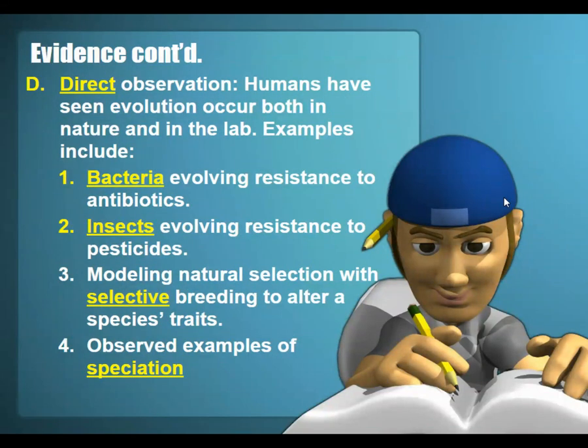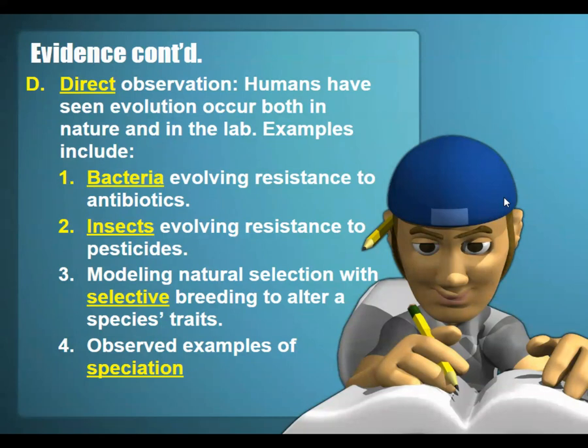And then we have direct observation. Humans have seen evolution occur both in nature and in the lab. For example, bacteria. Because they can reproduce so quickly and produce many generations in a short period of time, you can see evolution occur right in front of your eyes, essentially, because bacteria can evolve resistance to antibiotics.